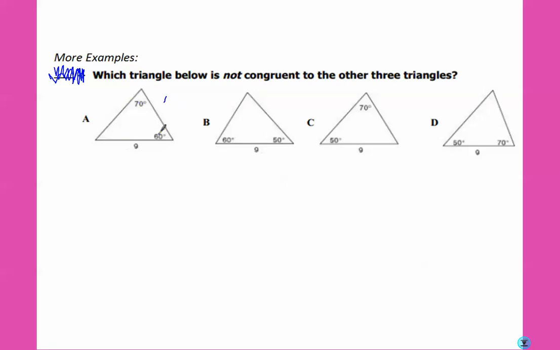180 minus 70 minus 60 would give me 50. 180 minus 60 minus 50 would give me 70. 180 minus 70 and 50 would give me 60. And angle, again, 60. So they all have this side that has a 9 on it. So we know this is congruent.